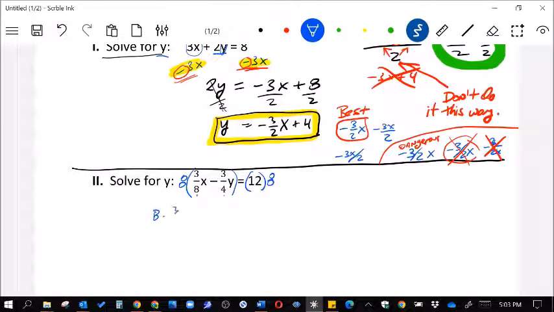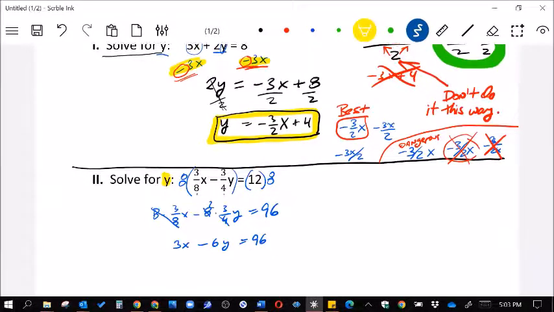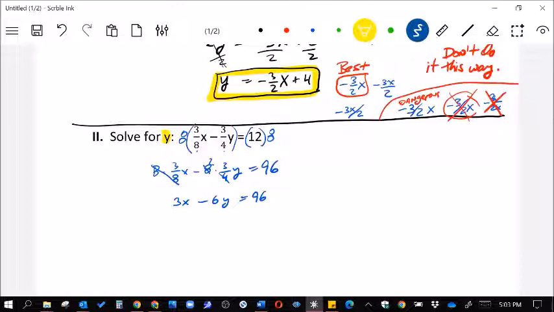So I have 8 times 3 over 8 x minus 8 times 3 over 4 y is equal to 96. So these 8's cancel out, and I have a 3x. 4 goes into 8 twice, so that makes it minus 6y equals 96. I'm still solving for y here, so I'll need to bring the 3x to the other side.